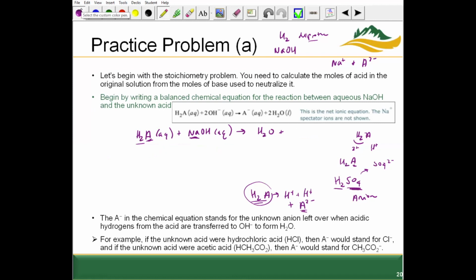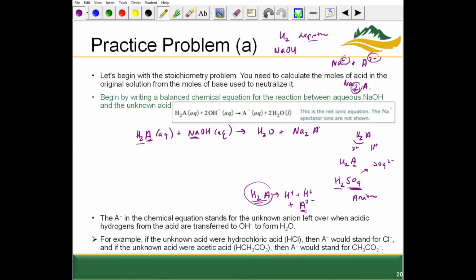So the formula for our salt, using the cross method, is technically Na2A1, right? This cross method took the plus down here and the 2 minus right here. Remember, these components are going to have opposite charges. So the cation makes the anion have a subscript of 1, and the 2 minus for the anion makes the subscript for the cation be 2. So now we can write this as Na2A.